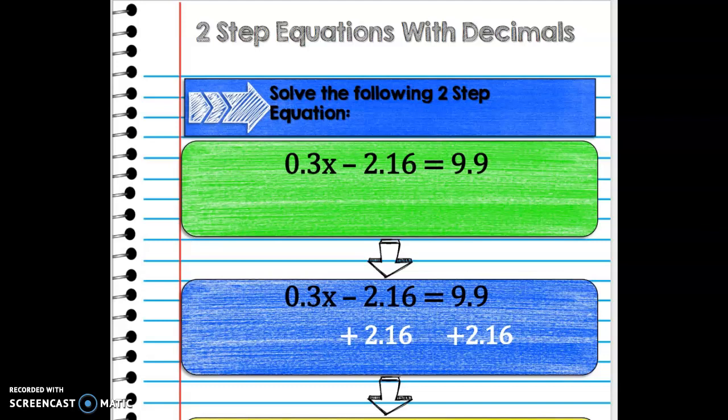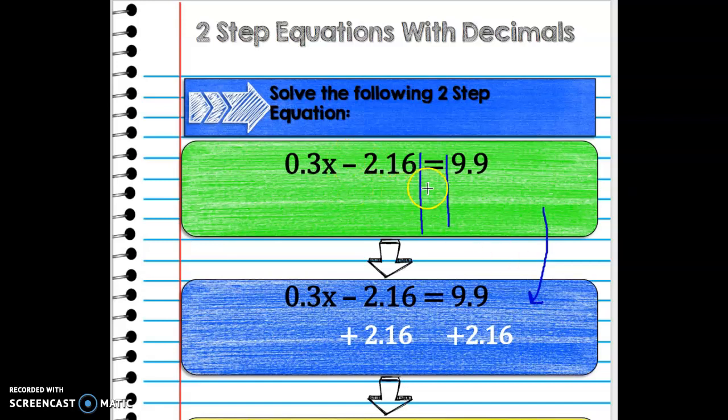So let's get started. It says 0.3x minus 2.16 equals 9.9. Now you're going to start this the exact same way you would start a two-step equation. So what I'm going to do is go ahead and draw my ladder here. Now you're going to notice in the second rectangle down here that we already have a plus 2.16. Well, let's just remind ourselves why I can go ahead and do that.